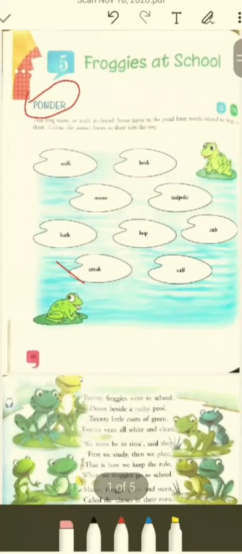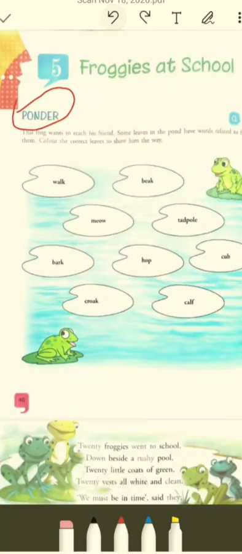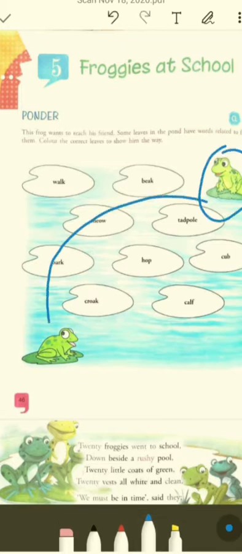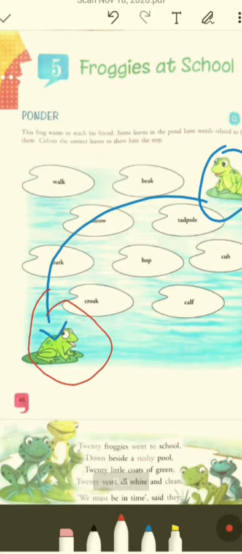Clear? So here is the frog. This particular frog wants to reach his friend. Okay, this one. So these are friends. He wants to reach his friend, and there are leaves here. You are asked to color them in order to connect this frog to his friend. So how do we do it? Let's first find out the words.